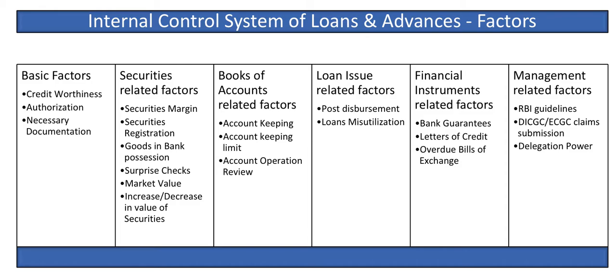Now, loan issue related factors. So the loan has been issued, the advance has been issued. What happens after that? After it has been issued, it is important to supervise and follow up properly that such receipt of stock statement, installments, the renewal of the limits, etc., are being properly done. So if it is being issued against stock, then we need to regularly review the stock statements and also ensure the installments are being properly paid. And if there is any renewal required, that the renewals are being appropriately applied and done.